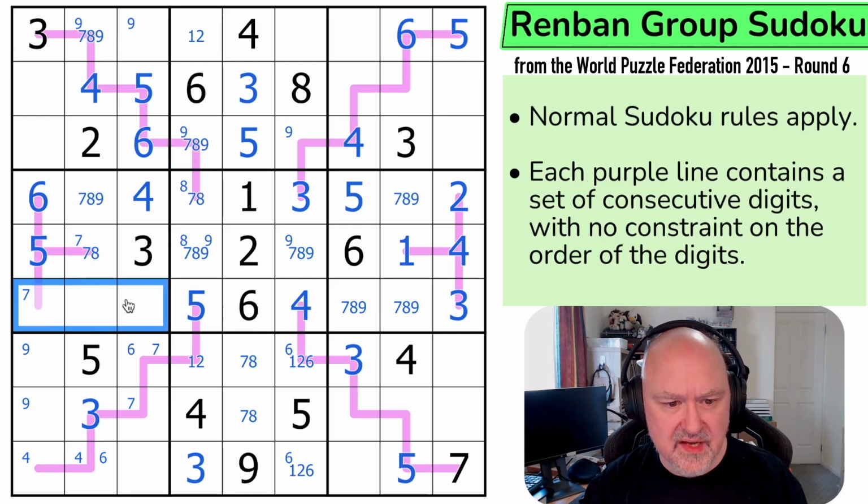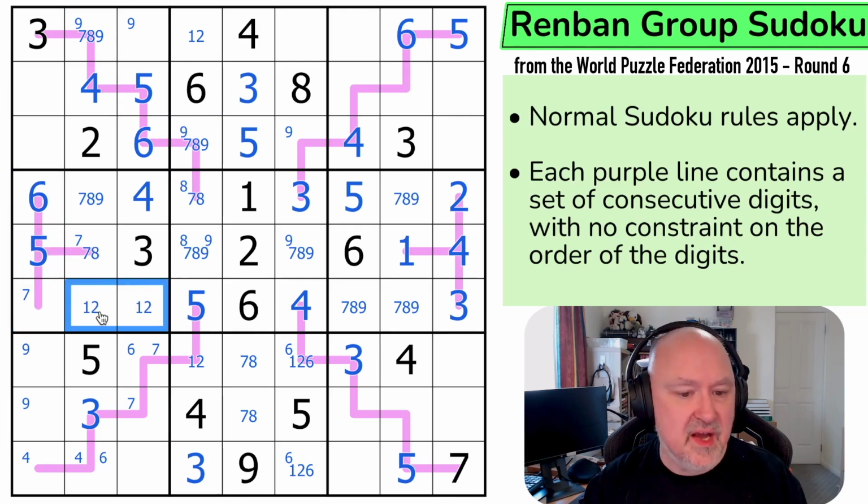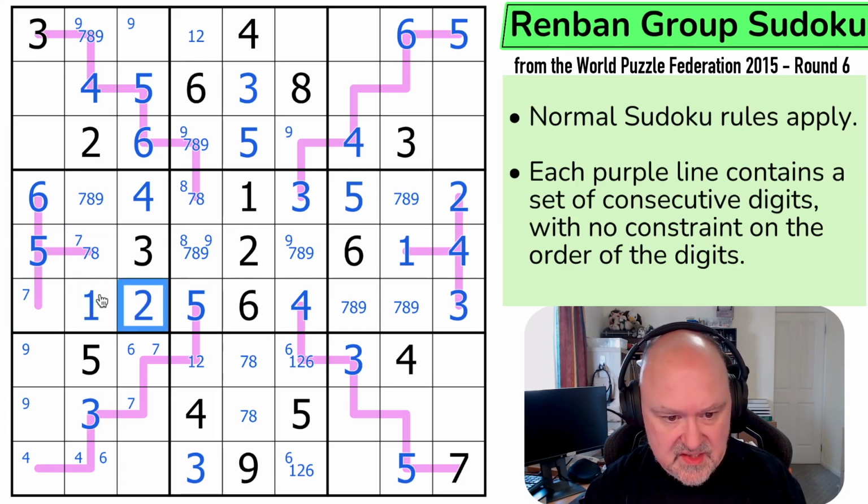I need to put 1 and 2 in this box. But with a 6 here, 6, 5, 4, 3 is as low as it can go. This is the 1, 2. Yeah, I couldn't put 1, 2 on this line at all. That's been there for a while. The 2 makes this the 1 and this the 2.